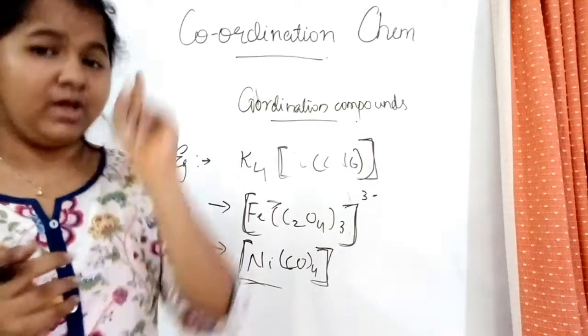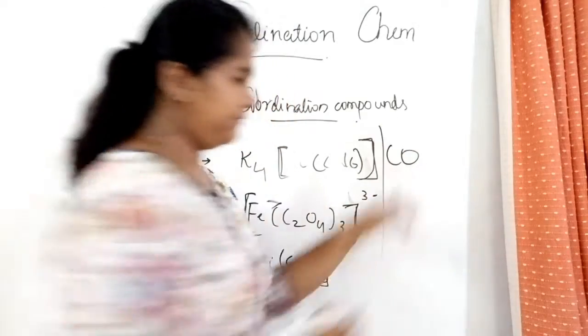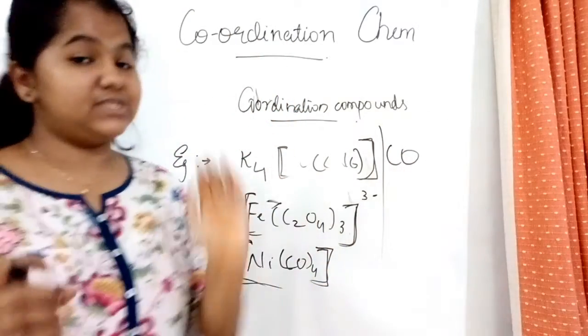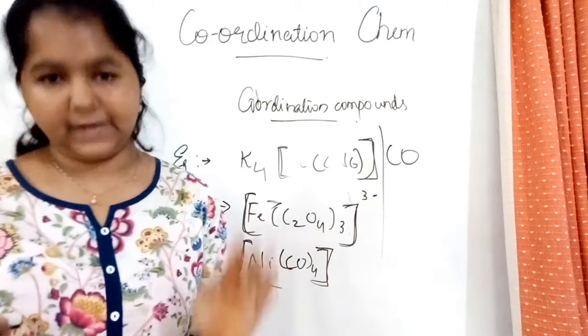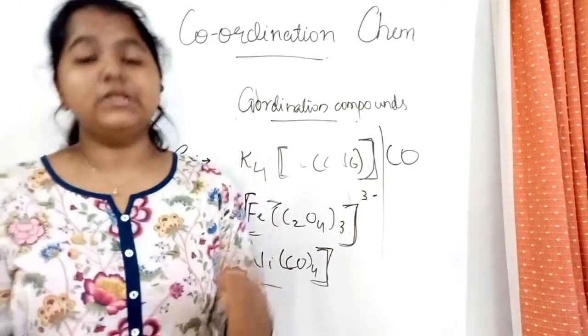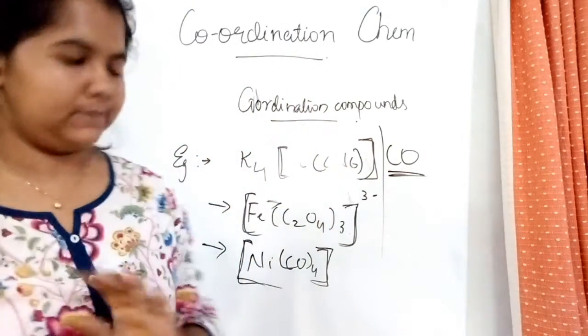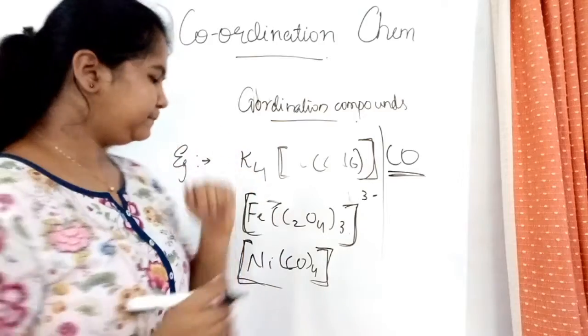There's an exception. That is in the case of CO. What is CO? It is not cobalt, it is carbon monoxide. If carbon monoxide is taken into consideration, it can be written with or without a square bracket. That's the only special case that we have to learn.